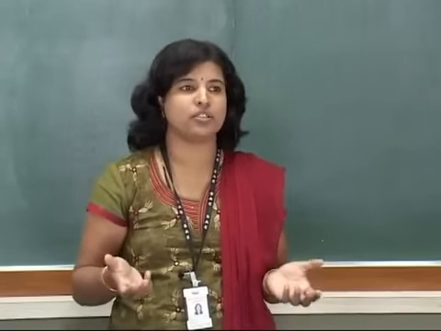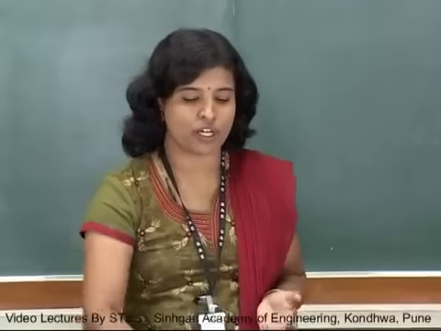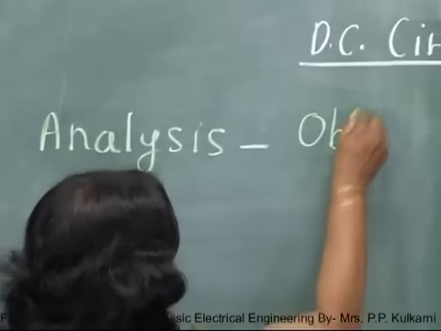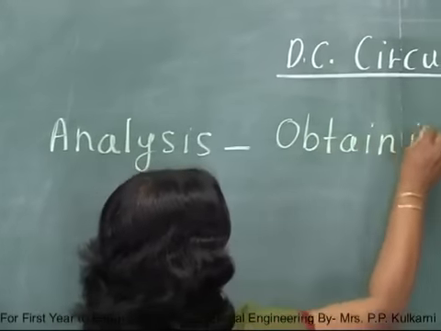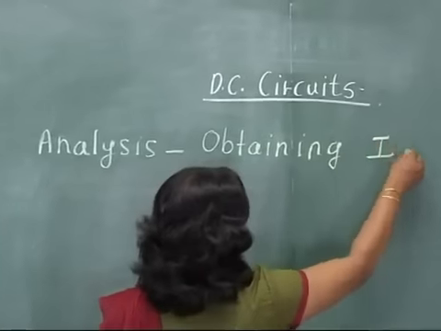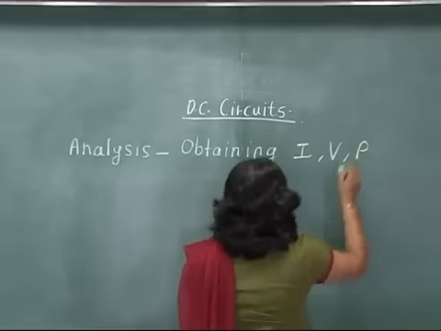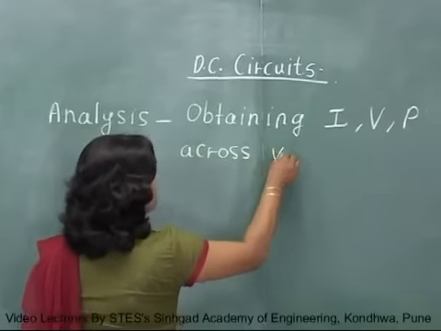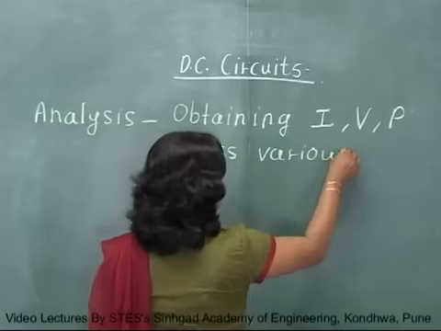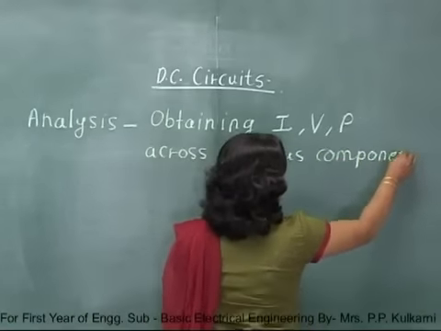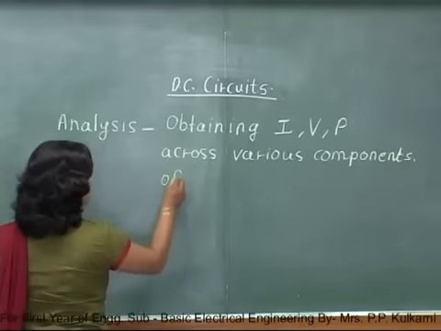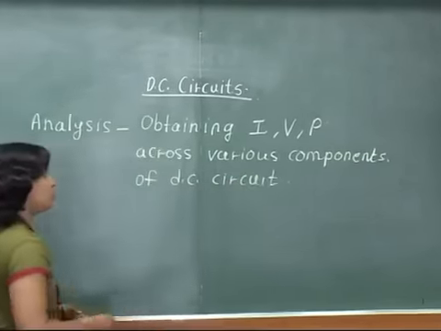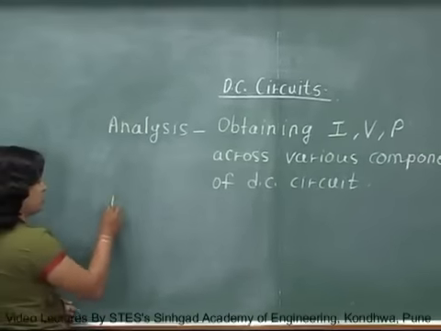What is basically analysis of DC circuit? The definition of analysis of DC circuit is obtaining current, voltage and power across various components of a DC circuit. Now, next question is, what is DC circuit?